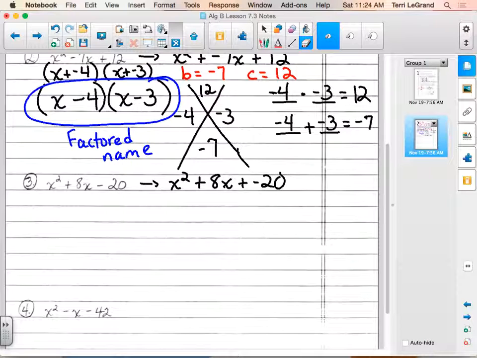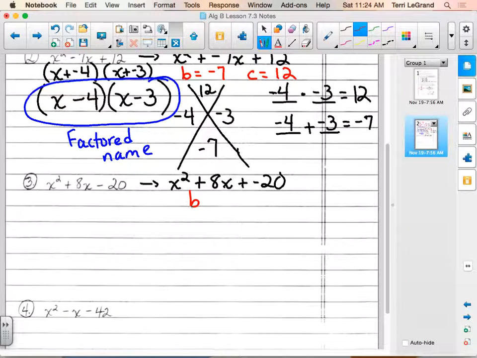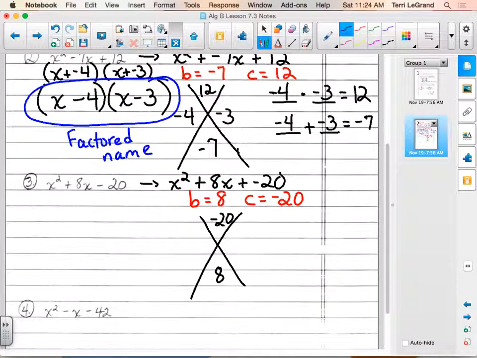And first step, identify the B and the C. So B is 8, C is -20. So we're going to put those in our diamond. We have the -20 that goes up, the 8 that goes down. And make sure you do that correctly also.